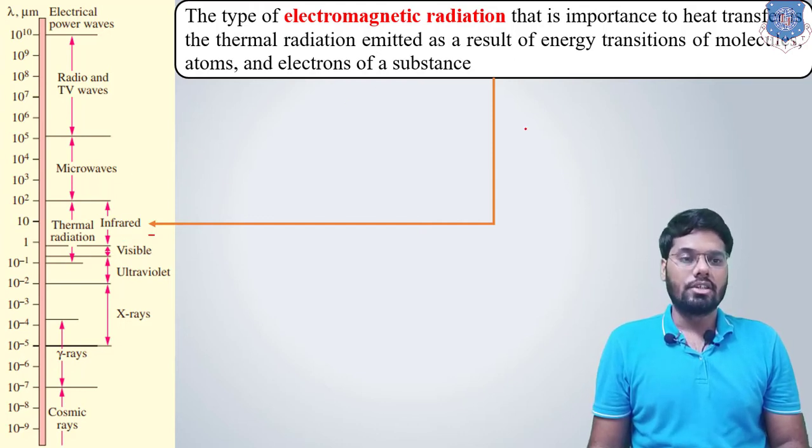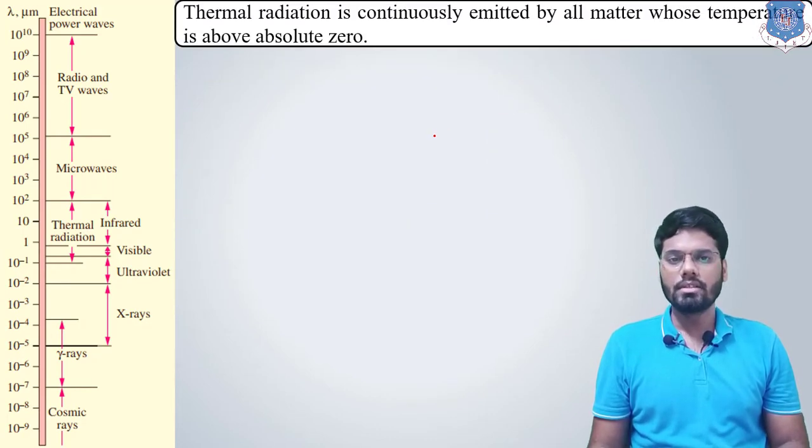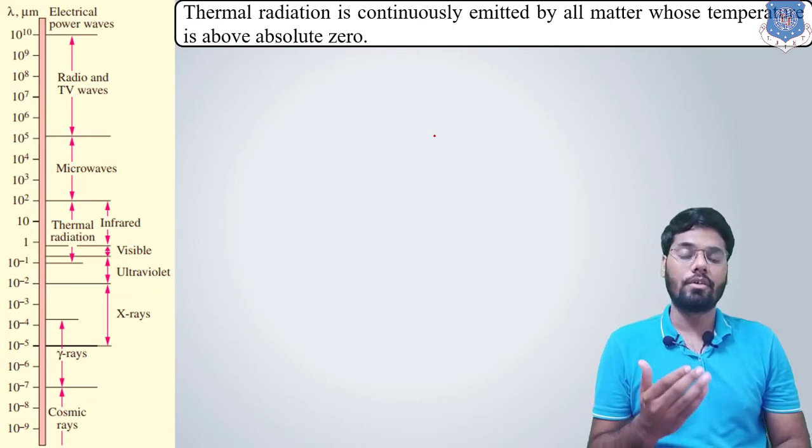It results from energy transitions of molecules, atoms and electrons of the substance. Thermal radiation is continuously emitted by all matter whose temperature is above absolute zero.